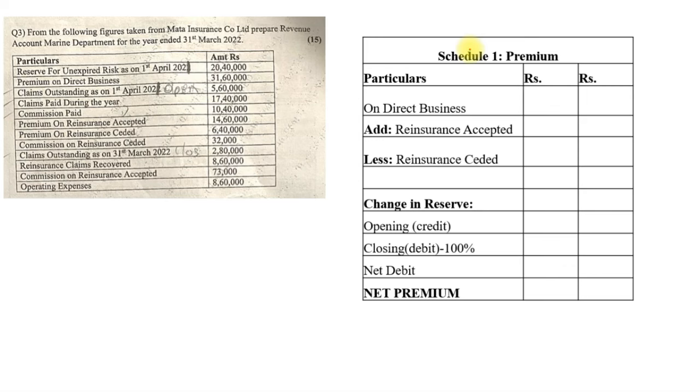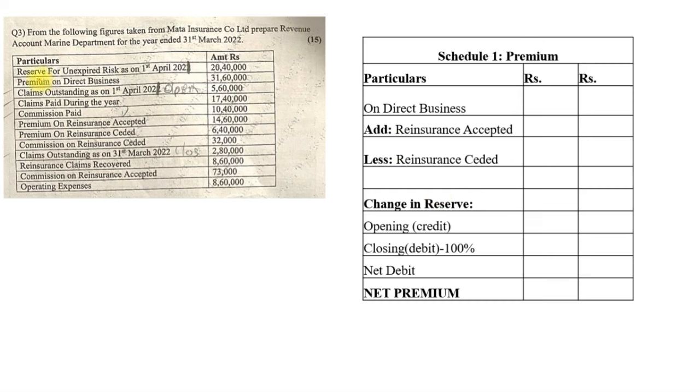So working note number 1, or schedule number 1, for premium. This is the format that we all have to remember. Premium on direct business, add reinsurance accepted, less reinsurance ceded, we get some total. That will be our A total, and then we need to find the change in reserves, and when you subtract both of them you will get your net premium. Now let us see.